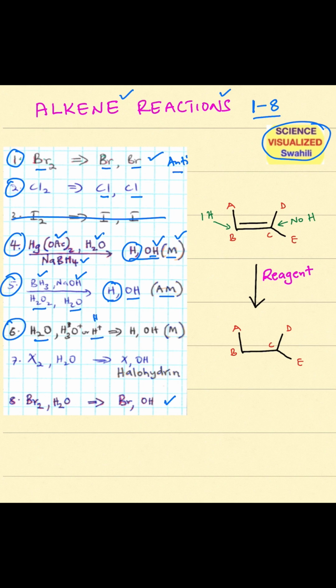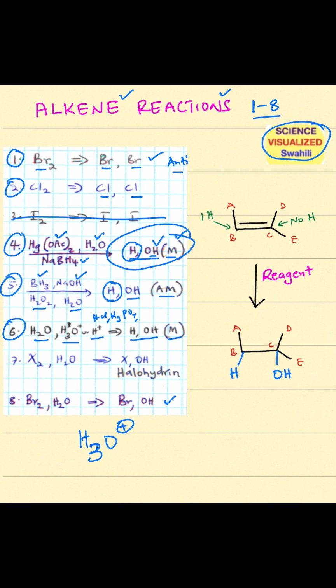Number 6, reaction with water and any acid. So the acid could be HCl, H3PO4, different types of acids, HBr. So water with acid, or if you combine them together, it forms hydronium ion. So hydronium ion is H3O+. That's basically water and H+. You end up also carrying out hydration, and that's Markovnikov, just similar to what we saw with the mercury. So you end up with H added to the carbon with the most hydrogen, and then OH to the carbon with the least hydrogen.